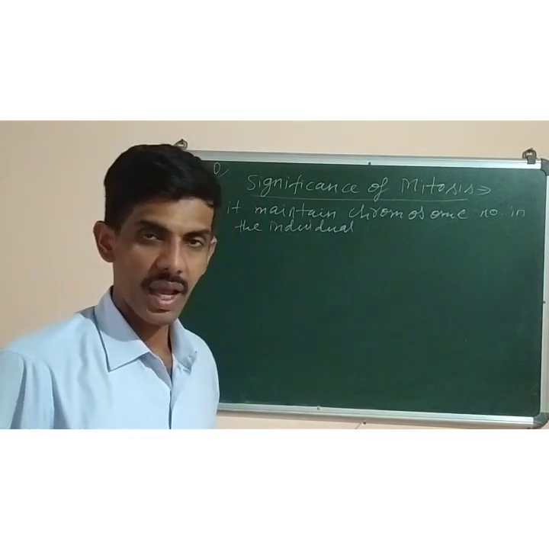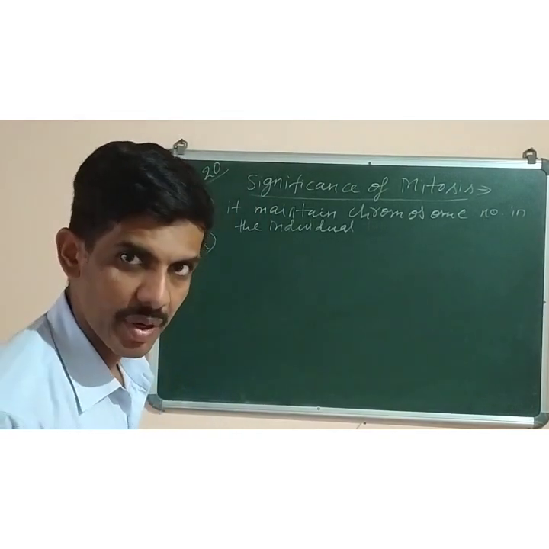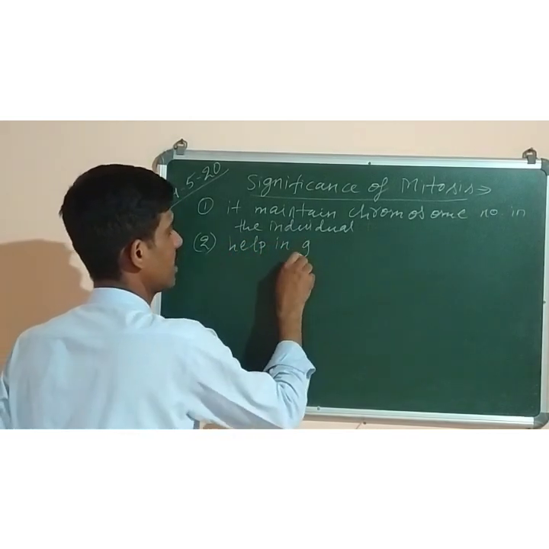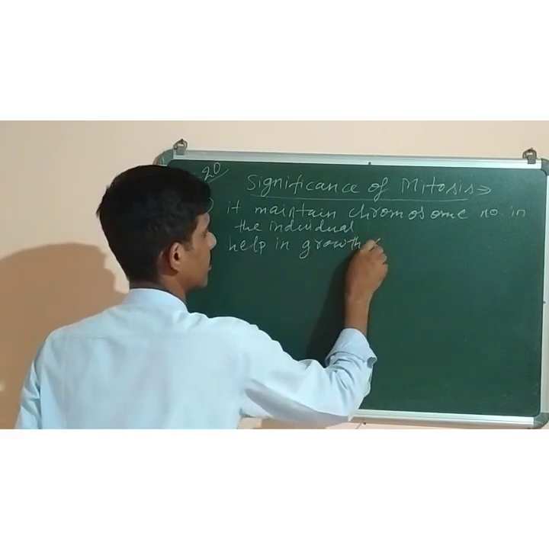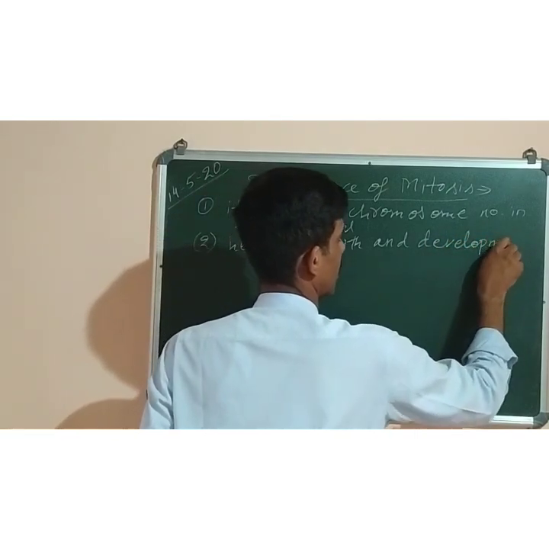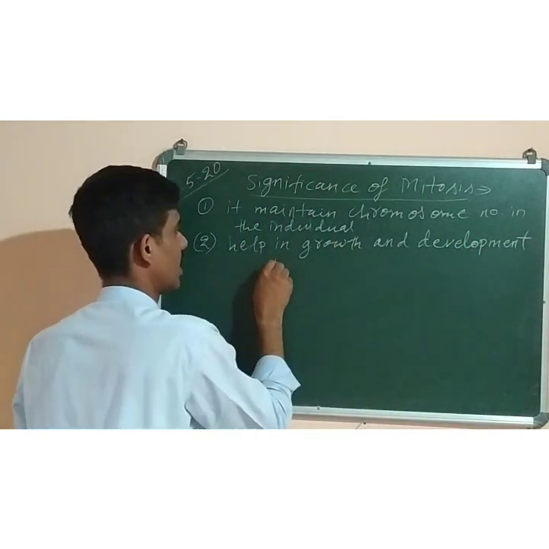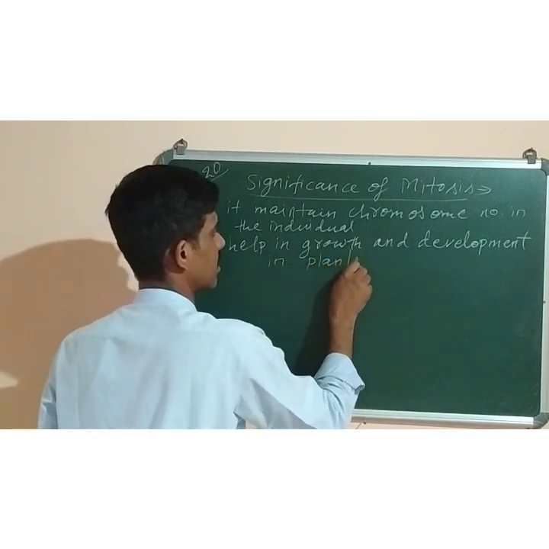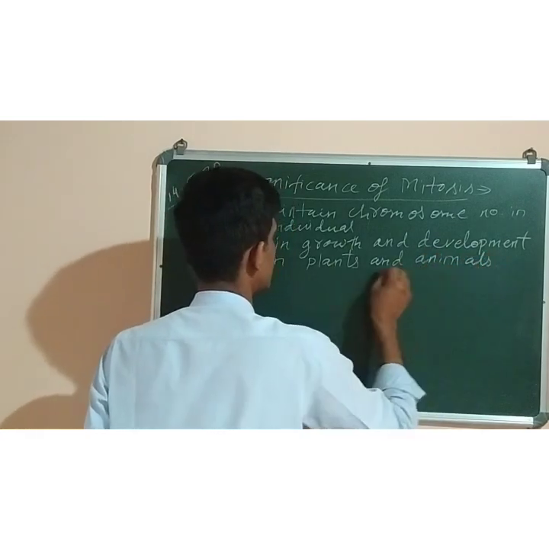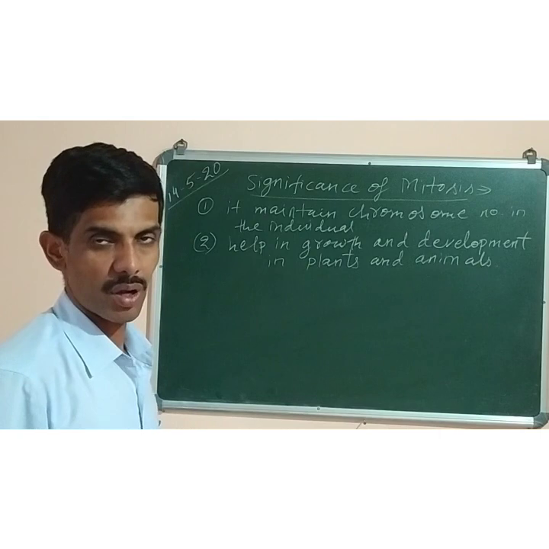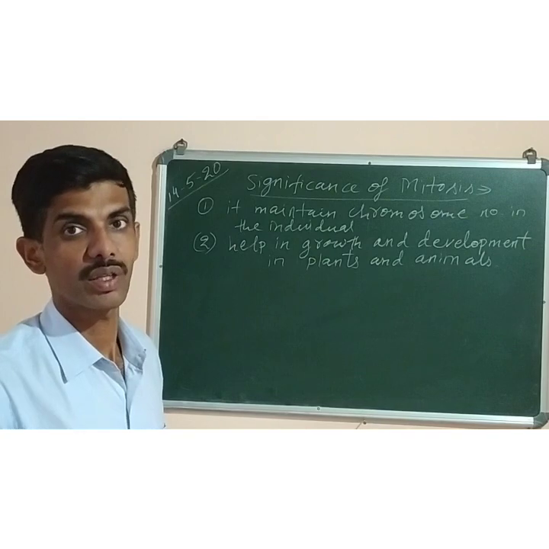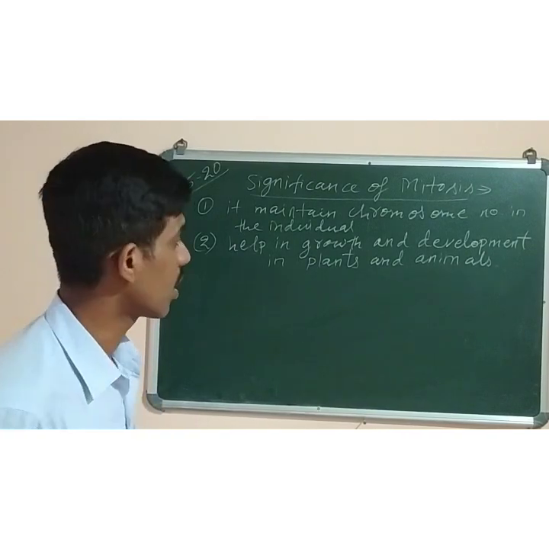Number 2, it helps in growth and development in different parts of plants and animals, because it is mitosis cell division which will produce the new body cells, and once the body cells increase in number, then only the growth will be possible, either it is plant or animal.